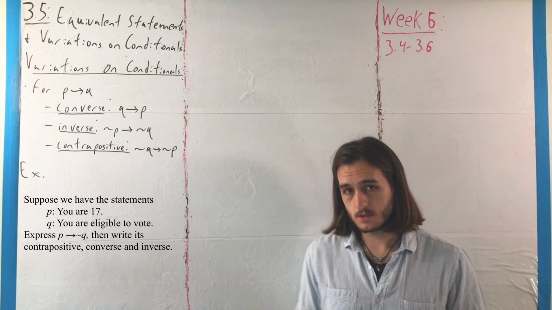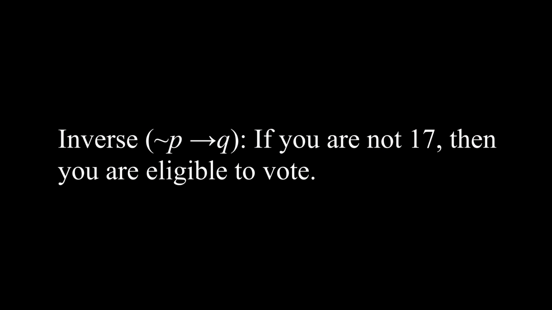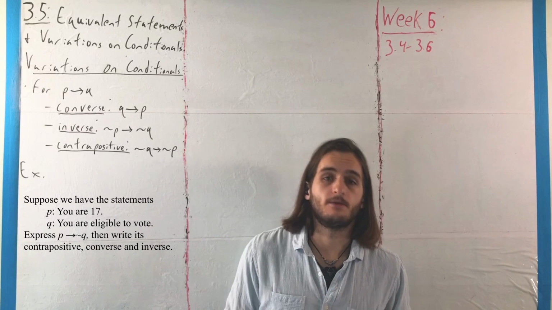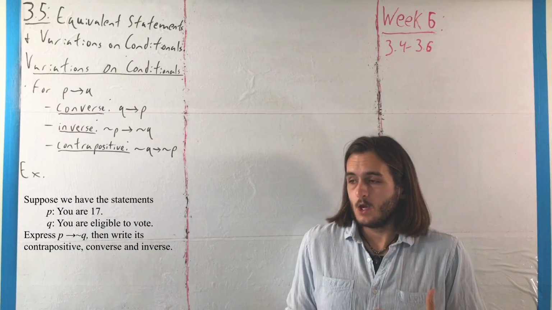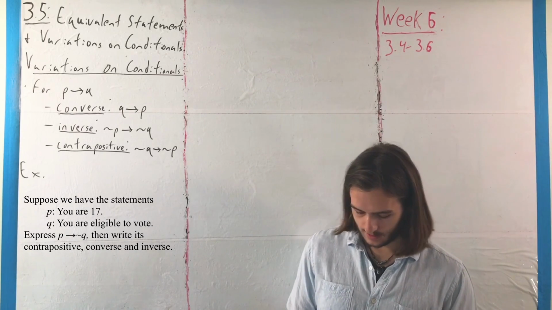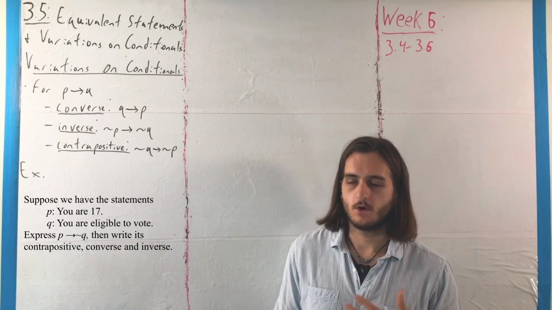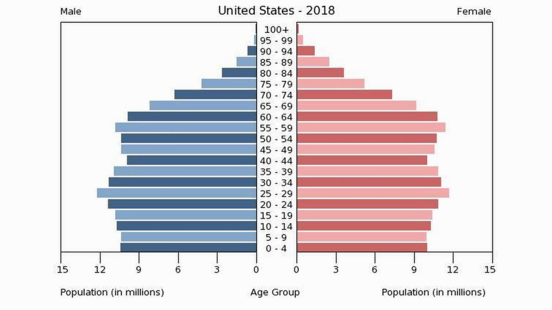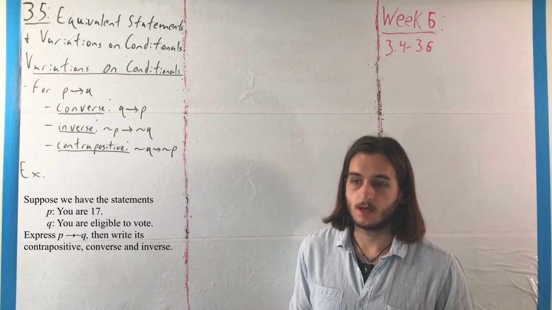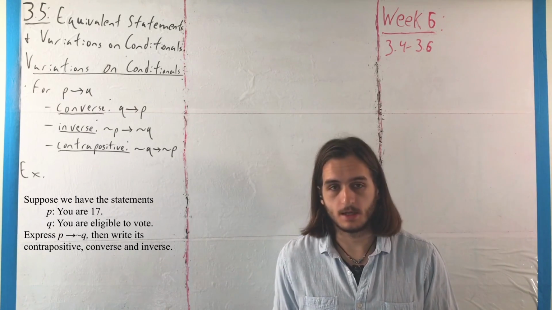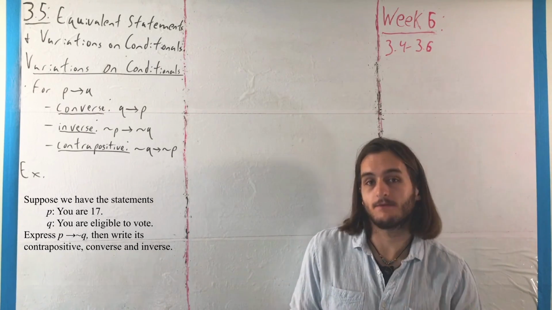Meanwhile, for the inverse, we flip the truth of each component, get if not P, then Q, which says if you are not 17, then you are eligible to vote. And besides the felons that were just mentioned, we also have, in that case, the whole host of people between newborn babies and freshly minted drivers in the state of Florida who cannot vote because they are also under the age of 18 while not currently being 17.